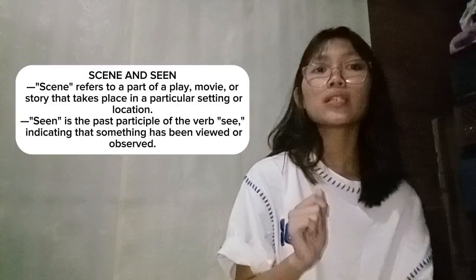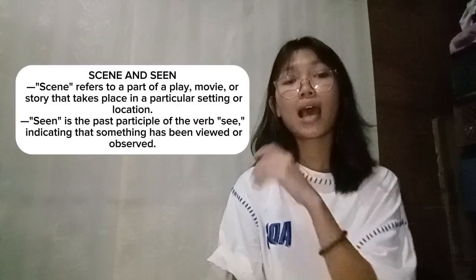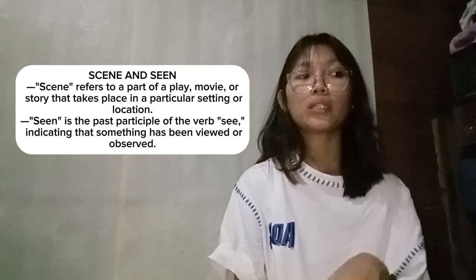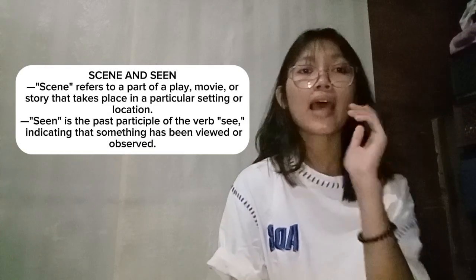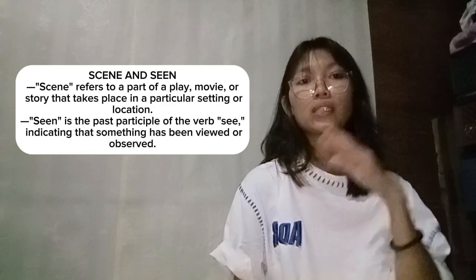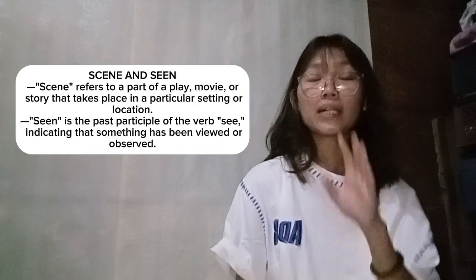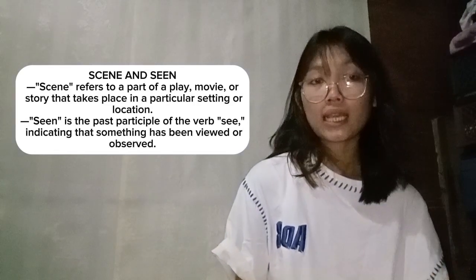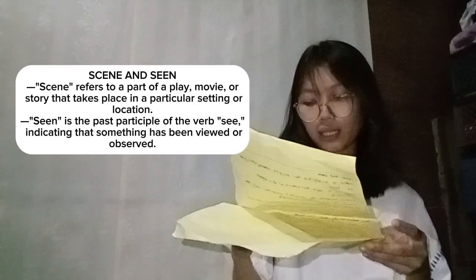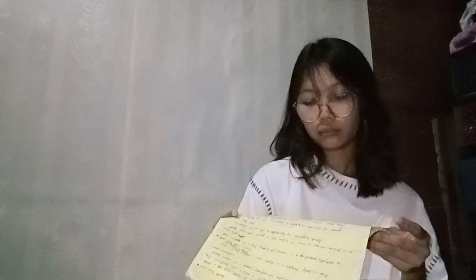So let's move on to seen and scene. The first one, scene, is like a setting where the action will happen. Then the other one, seen, is what you've seen, the past participle of see. It indicates a past action.